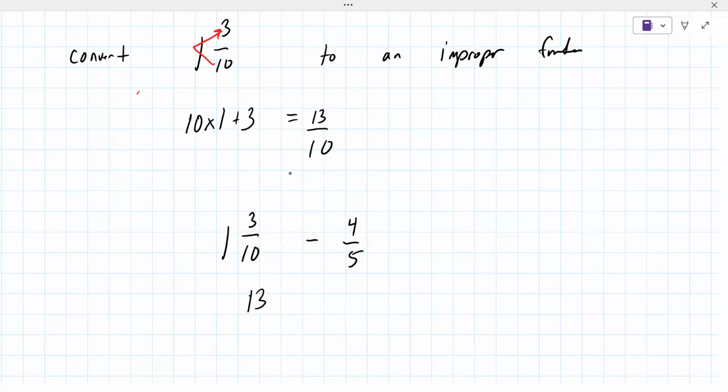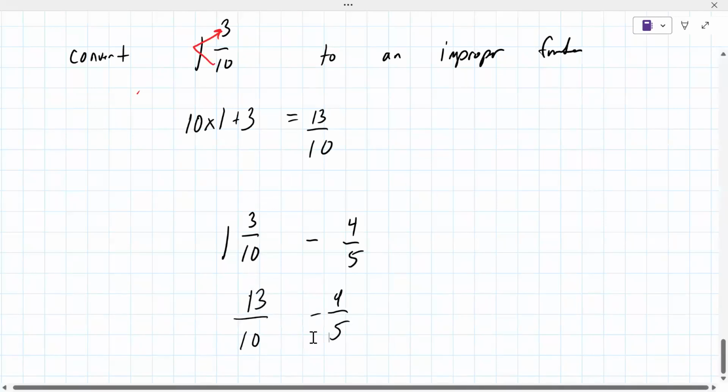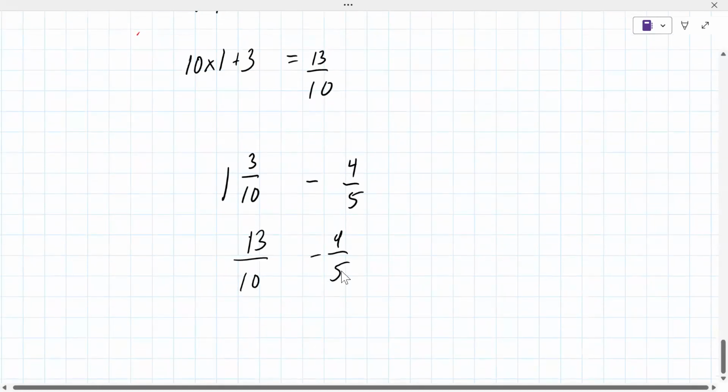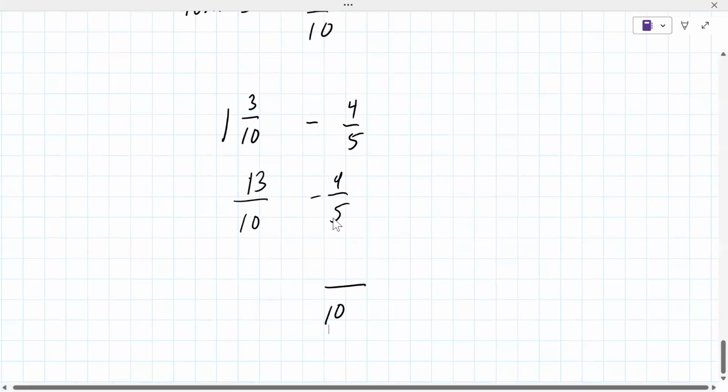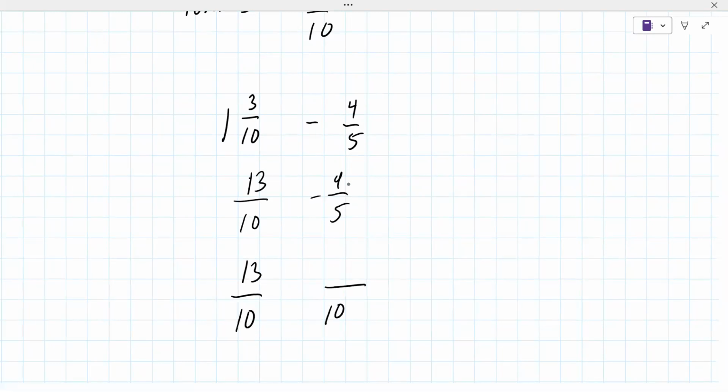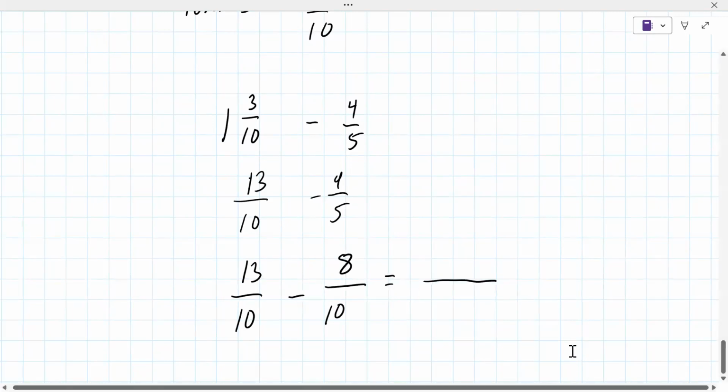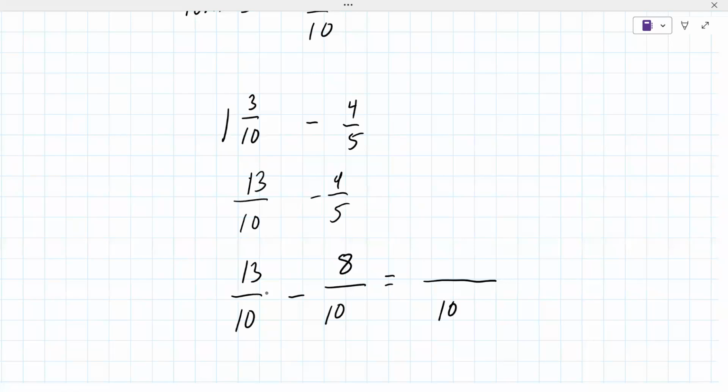Okay, well, you said all the right things. 13 over 10 minus 4 over 5. You have to make a common denominator, which is 10. So how do you go from 5 to 10? Multiply it by 2. So then the 4 times 2 is 8. So then you just keep the 10 and subtract the tops, 13 minus 8 is 5. So 5/10.